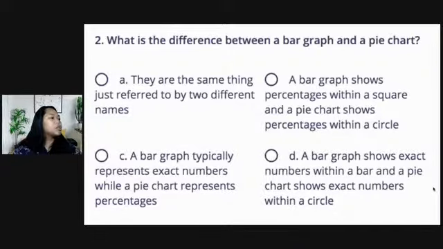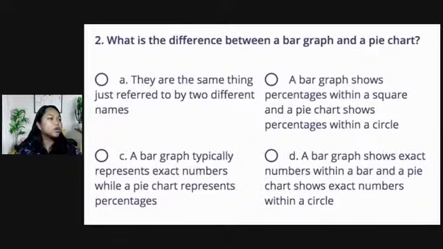All right, question number 2. I see a lot of letter C's, may iilang B. Okay, so C, B ang choice nyo for number 2. May iilang D. Karamihan ang choice nyo ay letter C.